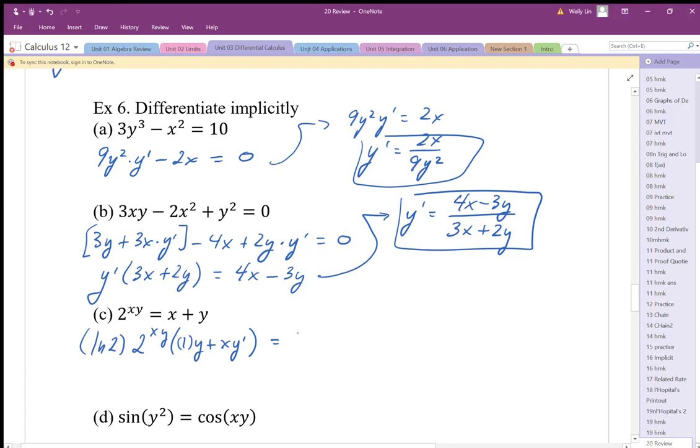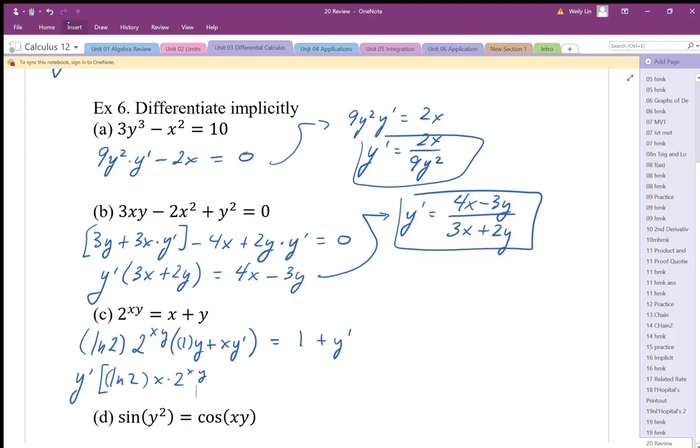Okay, and then on the other side of the equation we get 1 plus y prime. Again, we can group together our y primes. So here I'm going to end up with y prime. Okay, that's going to be x log 2. Actually, I'm going to write the log 2 on the front. Log 2 x times 2xy. Okay, so that's going to be that expression when I multiply with the brackets here.